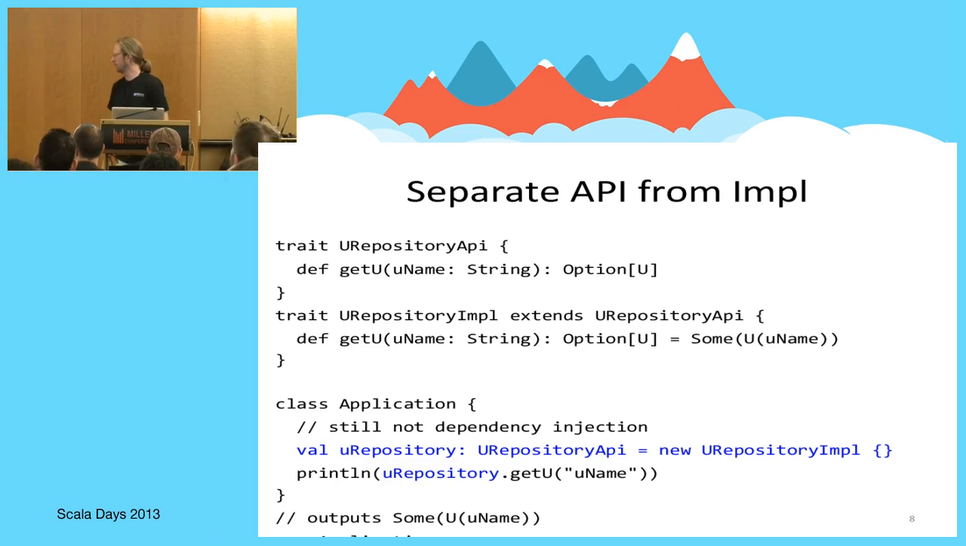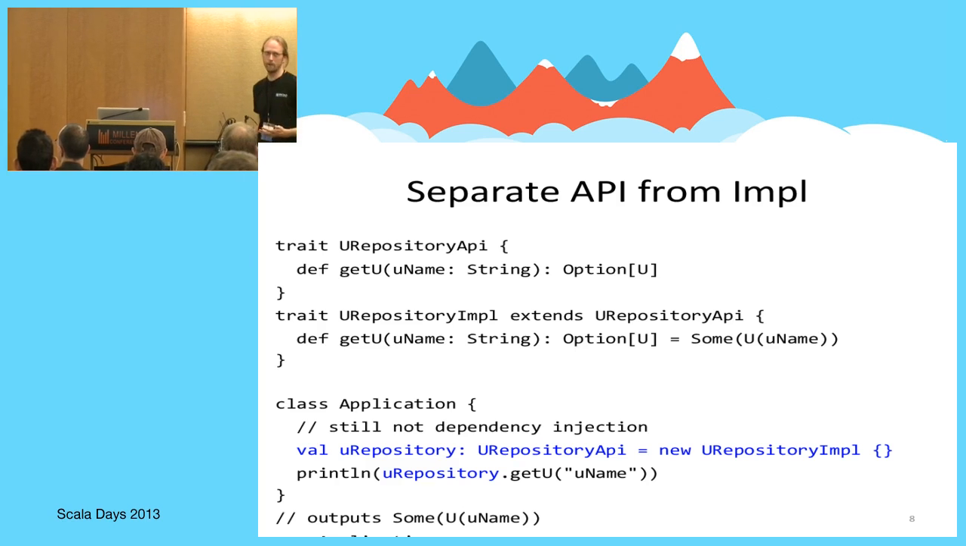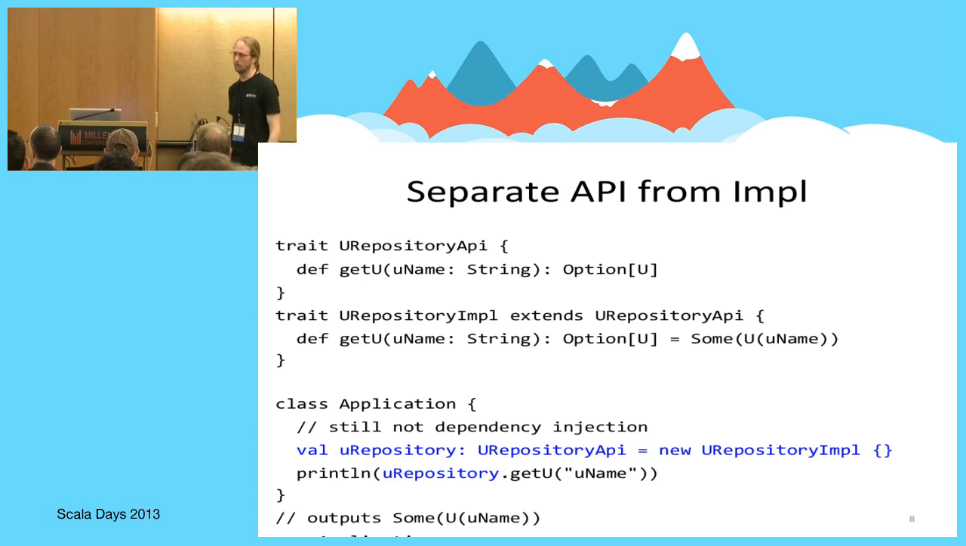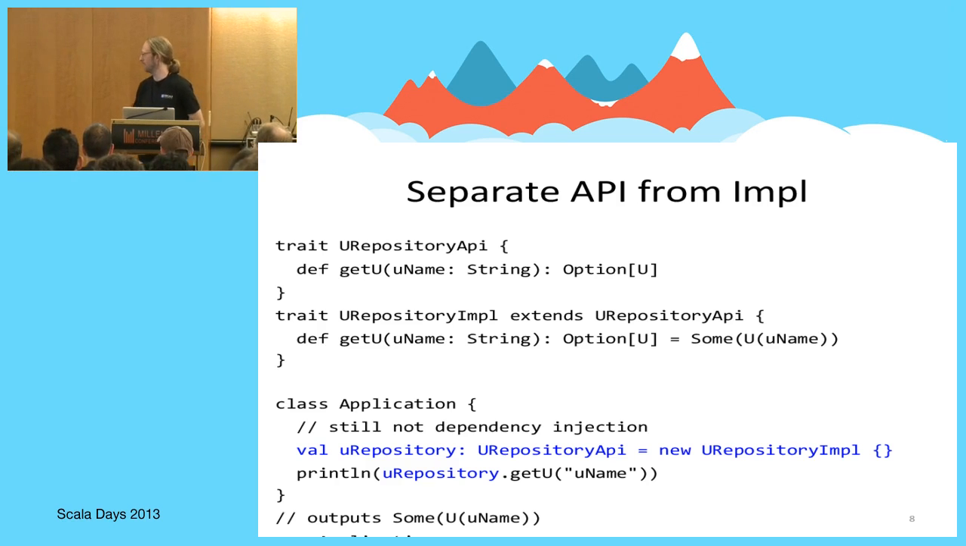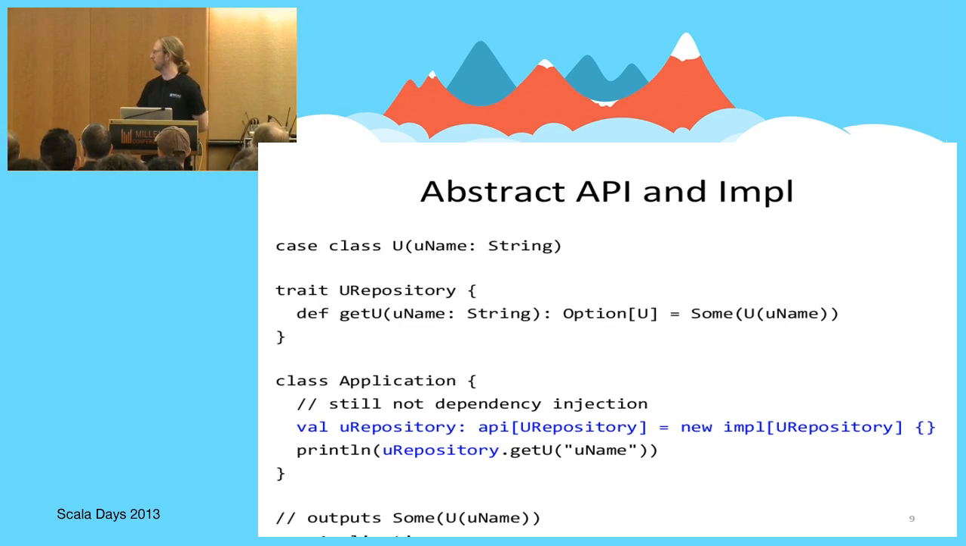So that's an improvement. Now, before I go on, I want to make just a little bit of a generalization, because this process of separating out API and implementation, there's more than one way to do this. It's also kind of verbose. I don't want to repeat this all over the place in my slides. So let's just make a generalization.